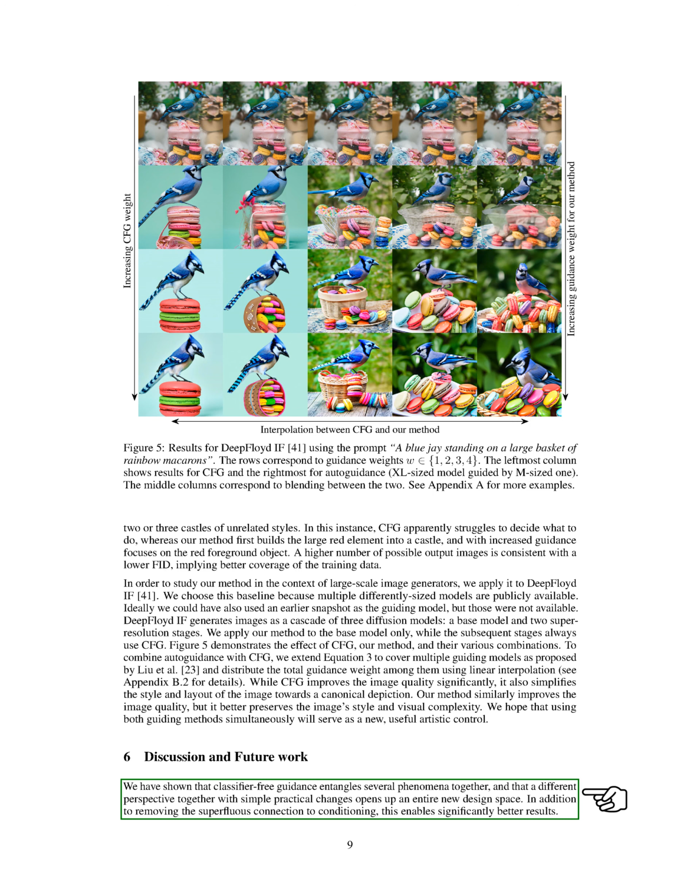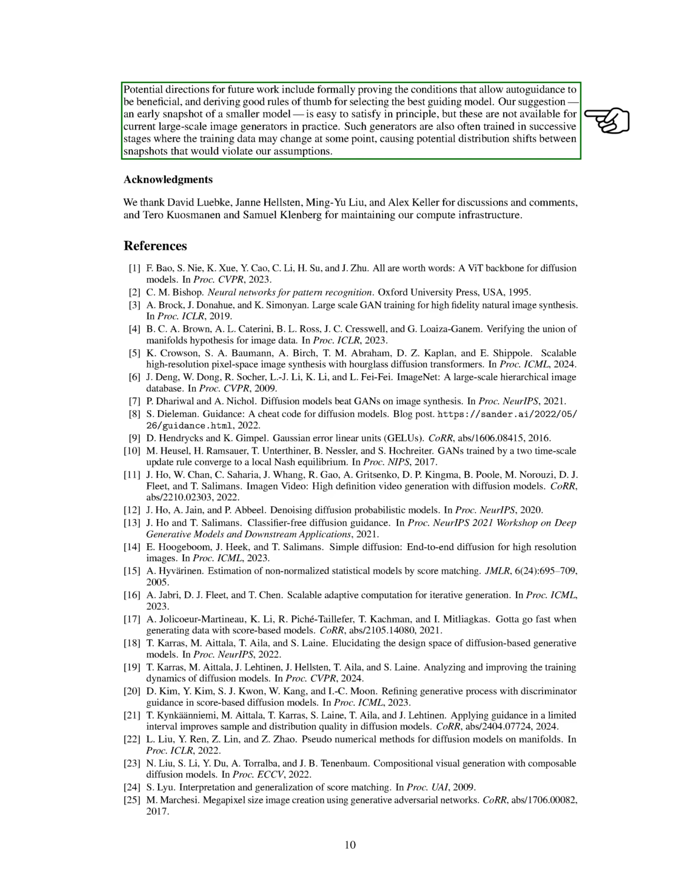In this section, we have demonstrated that by going classifier-free, we can combine various factors and explore a whole new design space with a fresh perspective and simple adjustments. By eliminating the unnecessary ties to conditioning, we can achieve significantly improved outcomes. Our future research may involve formally establishing the conditions under which autoguidance can be advantageous and developing practical guidelines for selecting the most suitable guiding model.